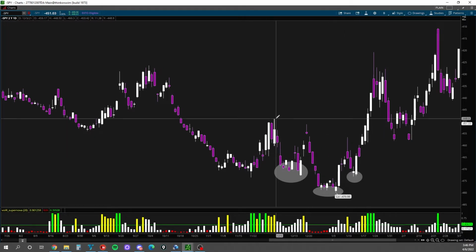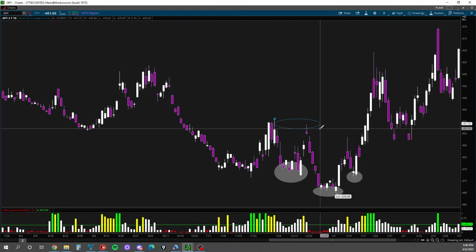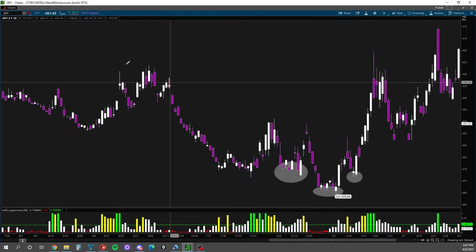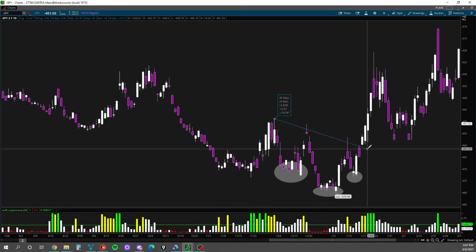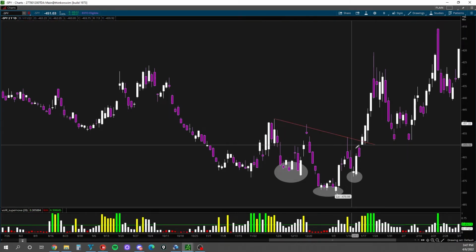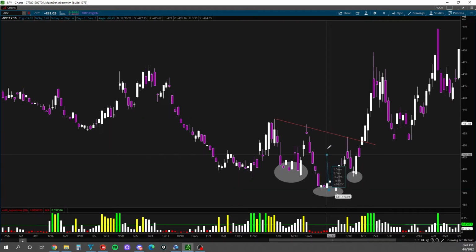So again, the same thing. You draw the neckline. Sorry, that's not the right form. You draw the trend line by connecting the left shoulder and the head lows. In this case, highs, since we're looking at an inverted head and shoulders, and your target is again a 100% move to the upside, so something like this.